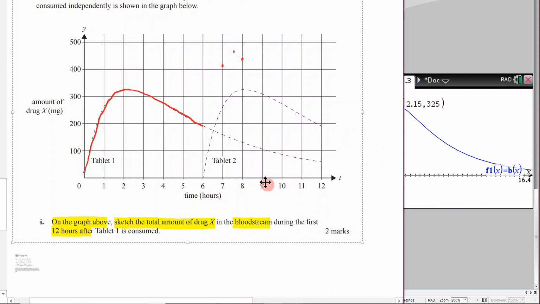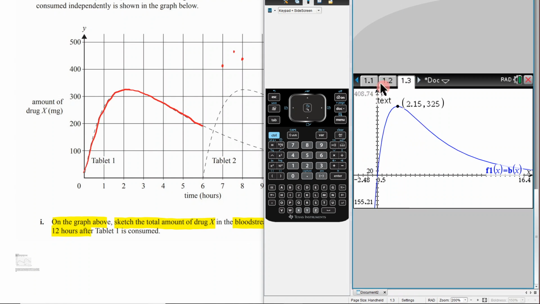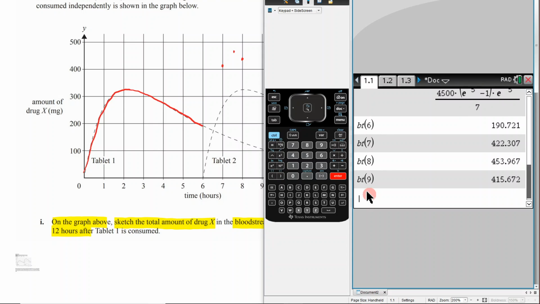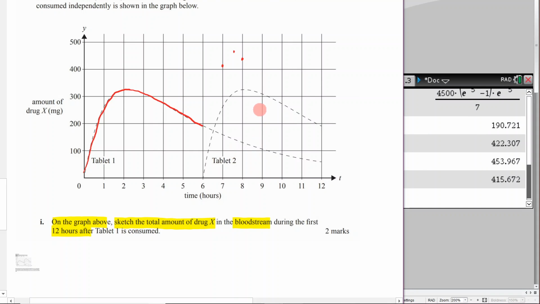So let's go to 9 now. BT of 9, control enter, is going to be 415. So BT 415, it's going to be somewhere here, is it not? This is a funky looking graph right here. There. It's going to be a bit further across to there.